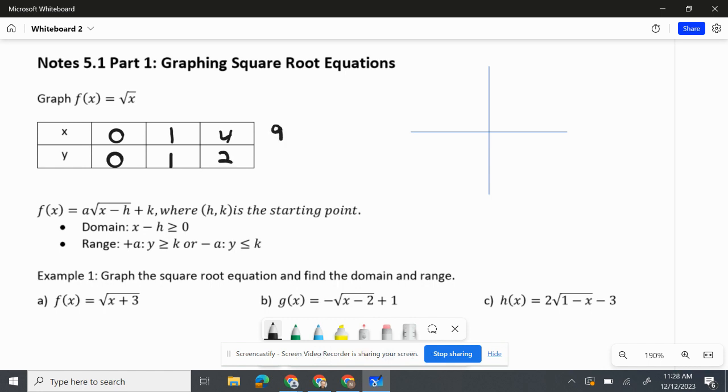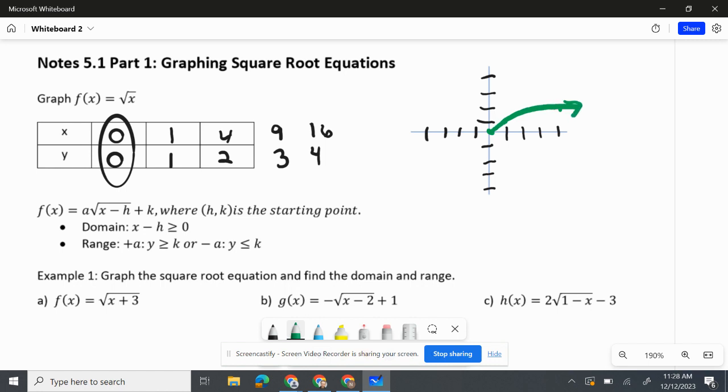Now, of course, we could do 9, and we could do 16, and we could keep on going. But the three easiest are 0, 1, and 4. Now remember, there are no negatives. So 0, 0 is our starting point. There's nothing that goes to the left, it only goes to the right. So when we're graphing this, our graph is going to look like a point at 0, 0, 1, 1, and then 4, 2. And so that right there is our little curve.